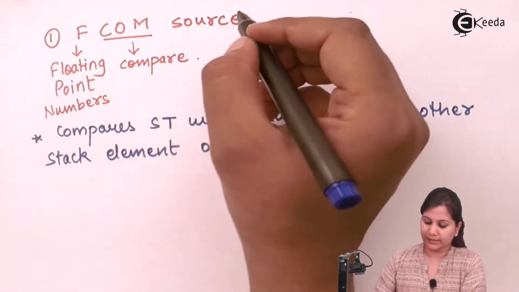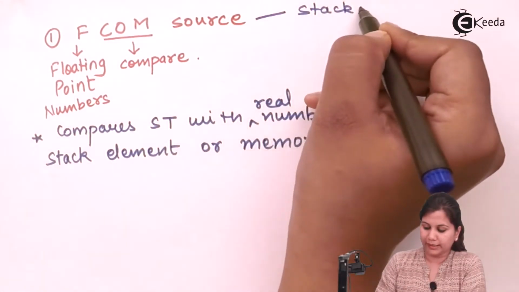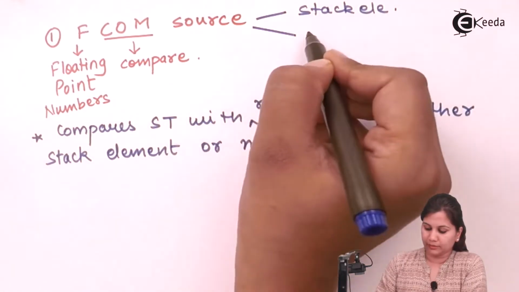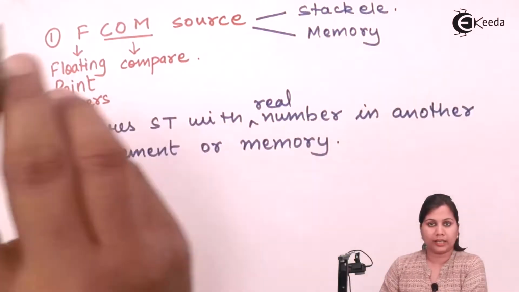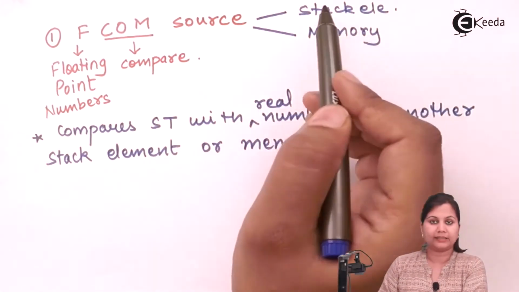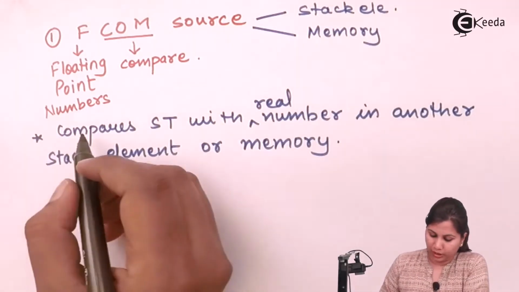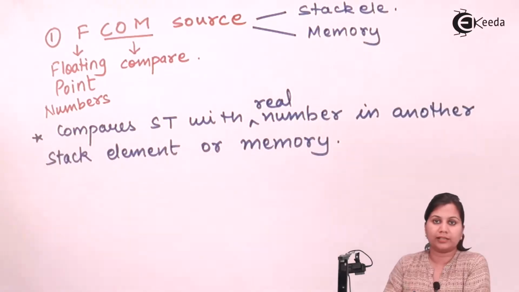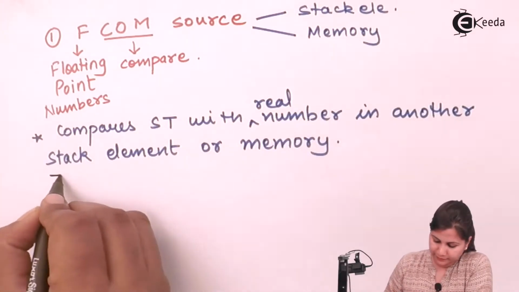Now this source can be any other stack element or it can be memory. The other operand can be stored at any memory location or it can be in any of the other stack registers. After the comparison, the result will be indicated by the condition code bits.